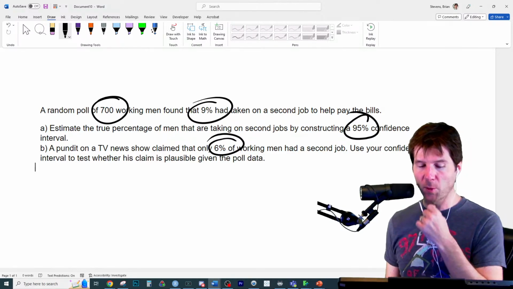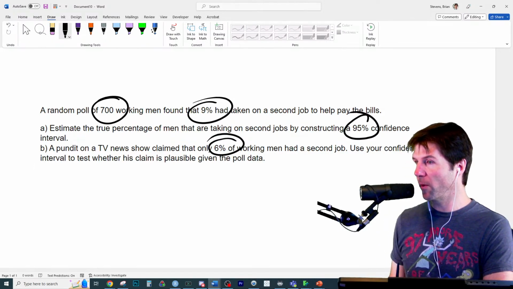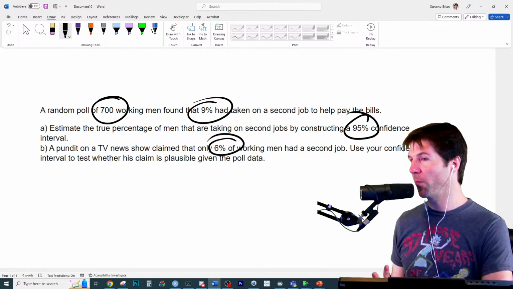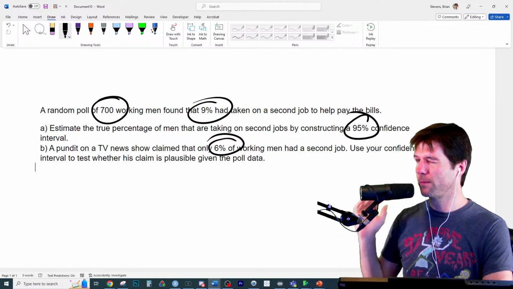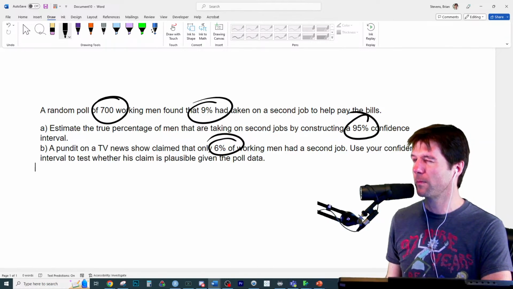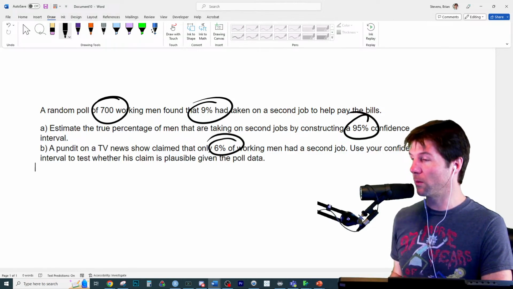A poll of 700 working men found that 9% of them have a second job to pay bills. We want to make a 95% confidence interval, and we are going to test the claim that 6% have a second job. So what is the notation?